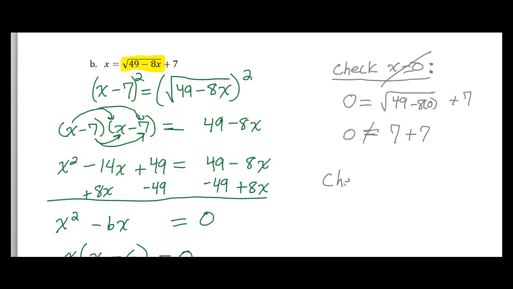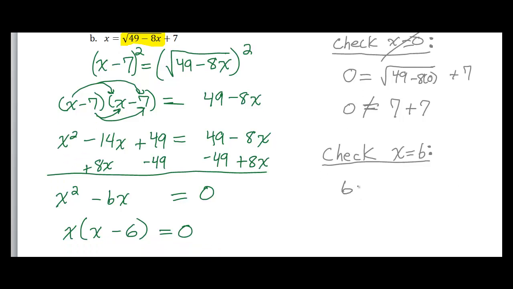Let's check x equals 6. This time I'm going to plug in 6 for x into my original equation. When I do that, I'm going to get that 6 equals the square root of 49 minus 8 times 6, and then plus 7 outside my radical. Well, 8 times 6 is 48, and if I subtract 48 from 49, I get 1. And the square root of 1 is 1, so I get 1 plus 7.